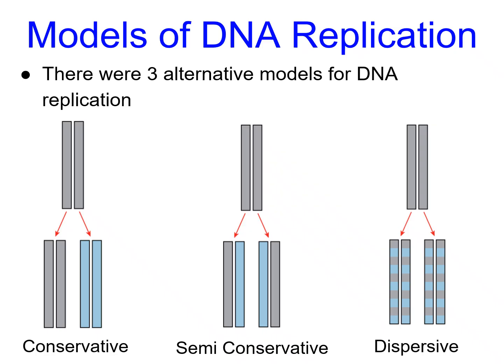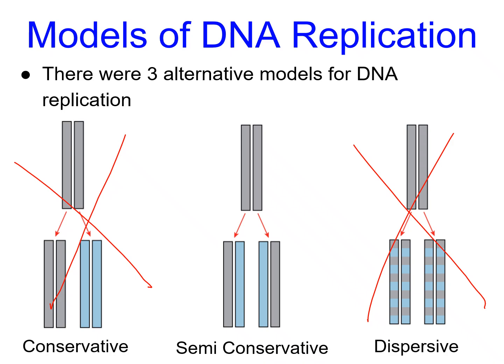Again, scientists were trying to determine, we know that DNA is a double helical structure, now how does DNA make more of itself? I don't want to waste your time with every single model, so I'm going to put an X through the models that are not how DNA replicates. DNA does not replicate using the conservative model, and DNA does not replicate using the dispersive model. DNA does replicate using what is called the semi-conservative model. That is the model that is correct, the one in the middle.